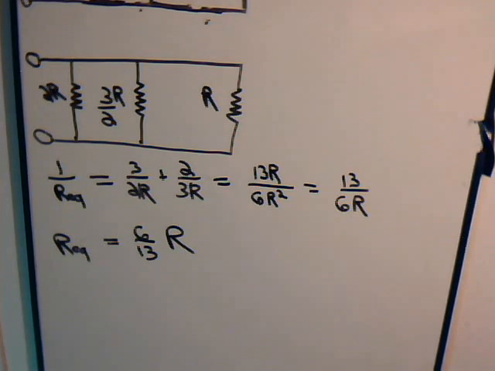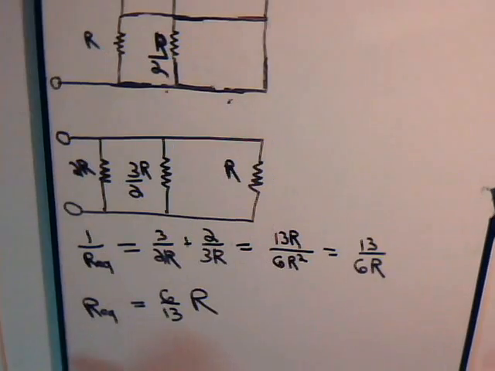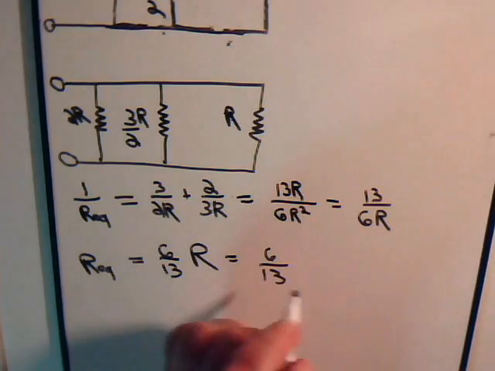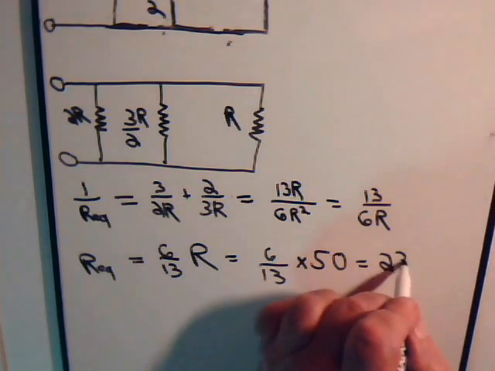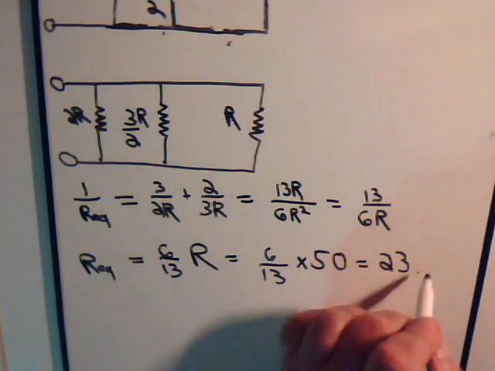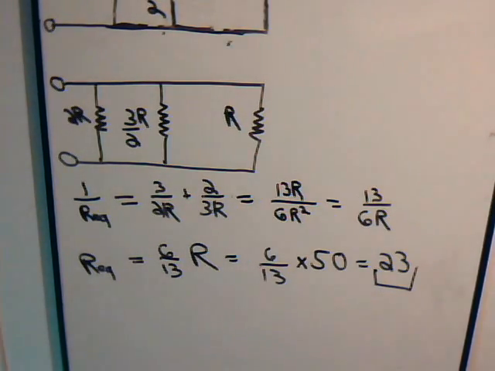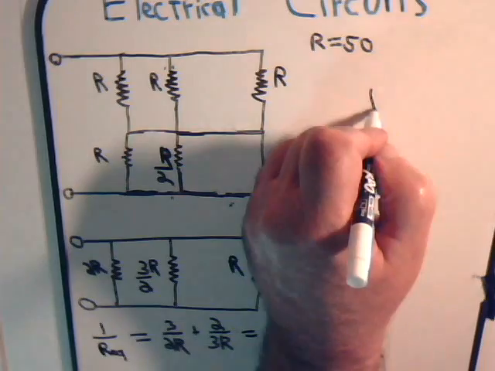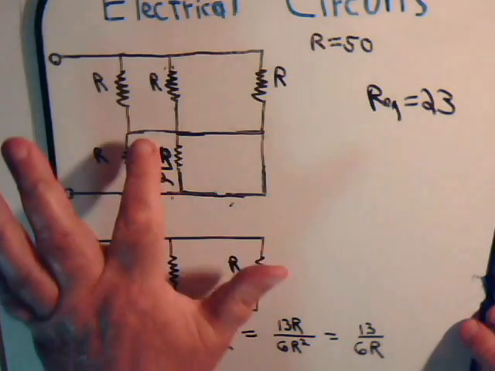And we stated up above that R equals 50 ohms. So our equivalent resistance equals 6 over 13, this reciprocal right here, times R, or times 50. So we have 300 divided by 13, and put that on the calculator, it comes out to like 23.07, but round this off to 23, and our equivalent resistance comes out to be 23 ohms.